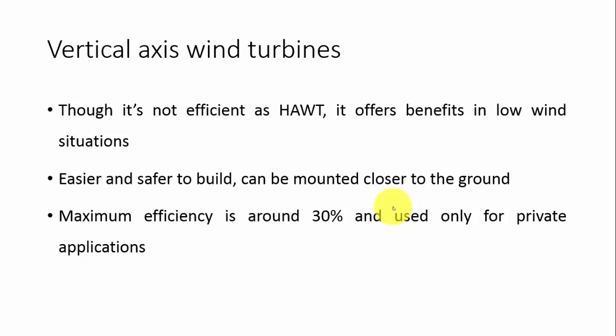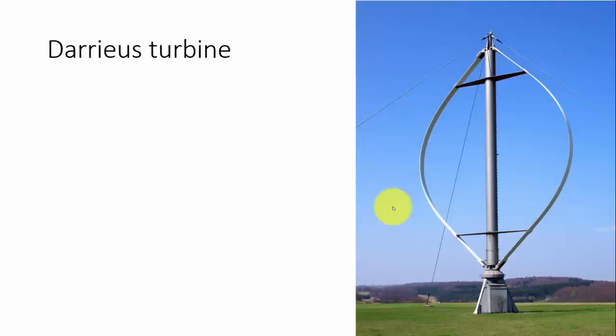Vertical axis wind turbines are easy to build, and they can be mounted closer to the ground, so there is no danger of higher heights. Installation and maintenance, everything is easy because it can be mounted near the ground. A drawback is that maximum efficiency is around 30%, and generally vertical axis wind turbines are not used for power production on a mass level. They are generally used for some private applications.